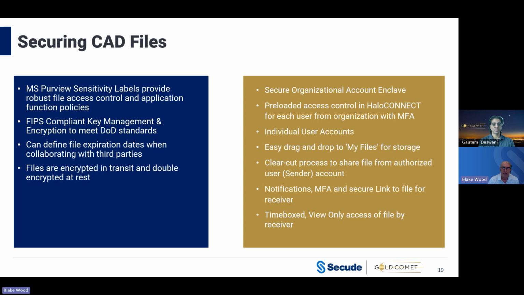We can define, again, file expiration dates for any files that are shared, brought into the collaboration platform. If you need to shut those down for any reason, you can revoke that at any time, and then viewing turns off. So this is, again, another stopgap control for ensuring that you have full control over collaboration activities, and you can terminate them at will whenever you need to. And again, files are encrypted in transit and double encrypted at rest.